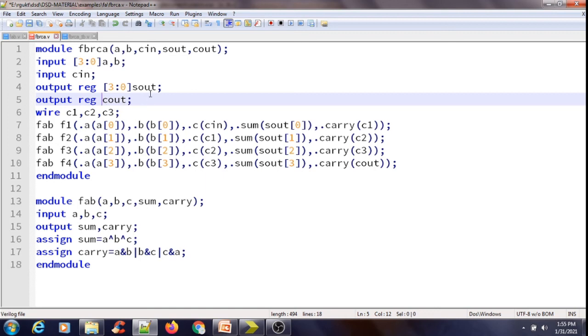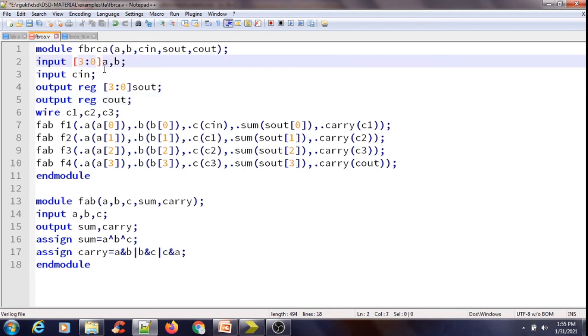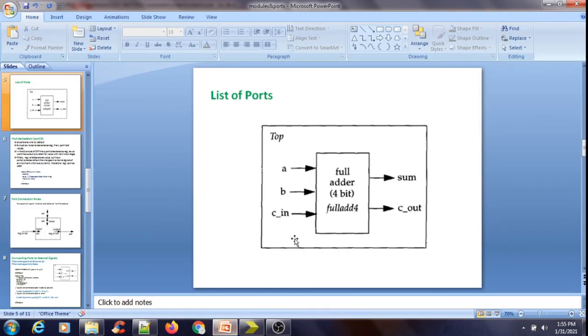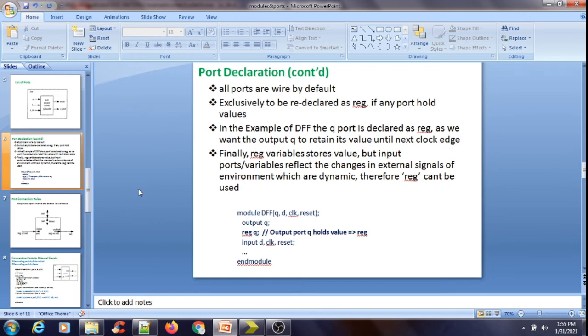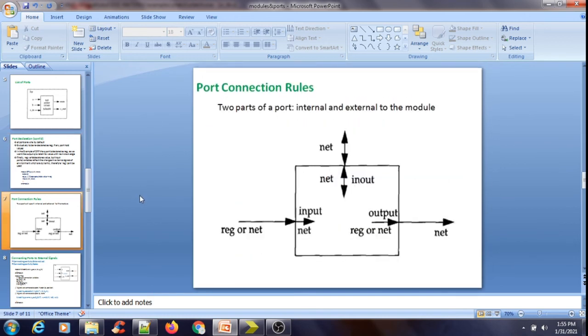So inside the module, sum and C out are treated as reg variables, and inside the module A, B, C in are treated as wire variables. We can place it, but it is not mandatory. In this manner we can visualize the input as well as the output ports here.